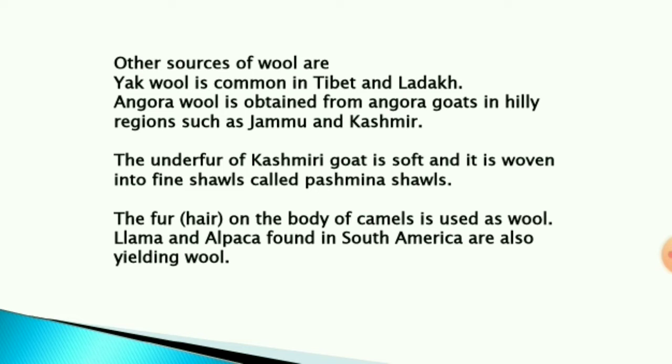Other sources of wool: yak wool is common in Tibet and Ladakh. Angora wool is obtained from Angora goats in hilly regions such as Jammu and Kashmir. The underfur of the Kashmir goat is soft and it is woven into fine shawls called pashmina shawls. The fur hair on the body of camels is used as wool. Llama and alpaca found in South America also yield wool.